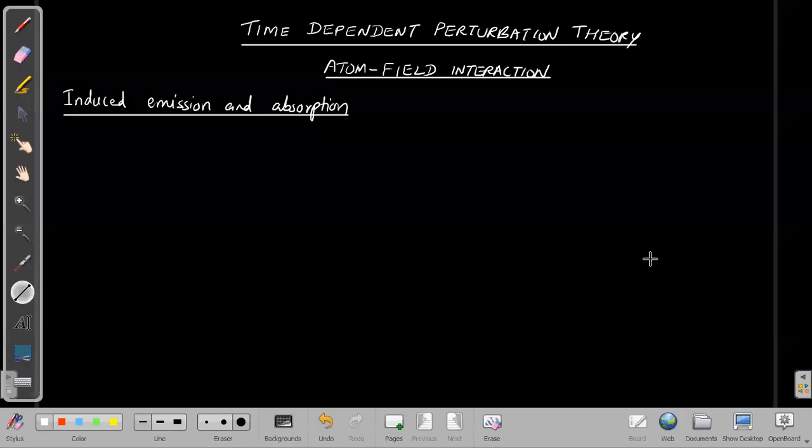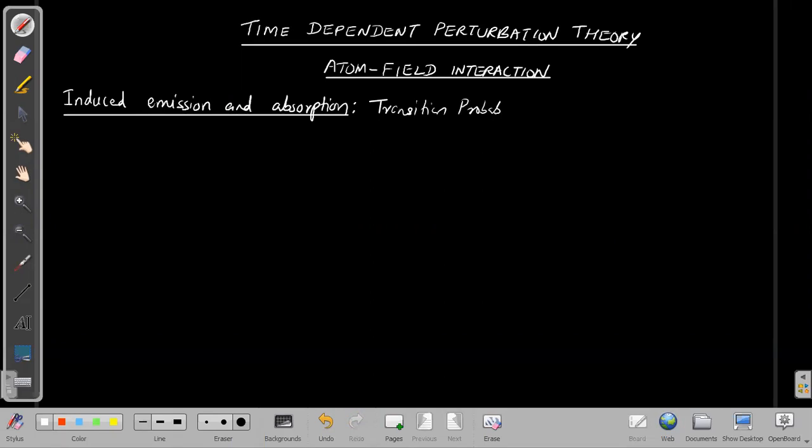So now welcome back to the next session on time-dependent perturbation theory. So we were discussing the atom field interaction. This is one of the last topics of the atom field interaction. We discussed the induced emission and absorption. Particularly, we are going to discuss the transition probability. Okay, so we have to recall two things.